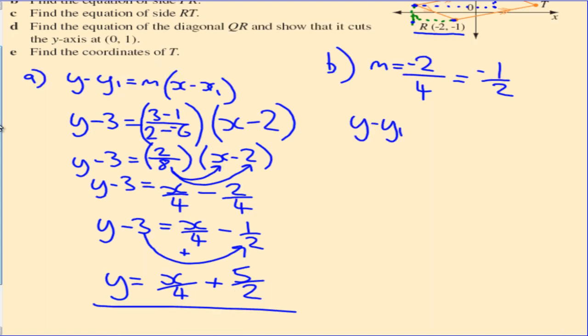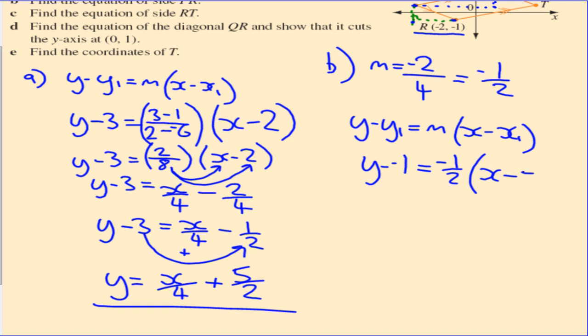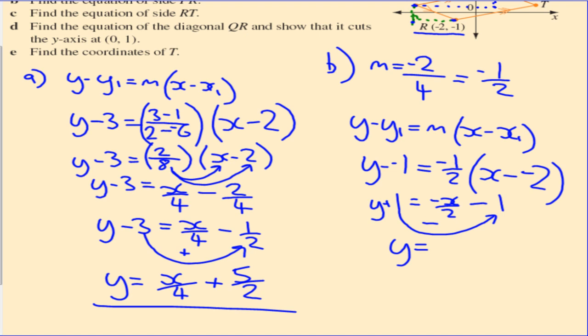Using the point gradient form, y minus y1 equals m outside of x minus x1. Subbing in my values, I have y minus negative 1 equals my gradient of negative 1/2 outside of x minus my x value of negative 2. Cleaning all this up, I have y plus 1 equals negative x on 2 minus 1. I need to move my 1 across. I'm going to do that by taking it away. So I have y equals negative x on 2 minus 2. And there is our equation of P to R.